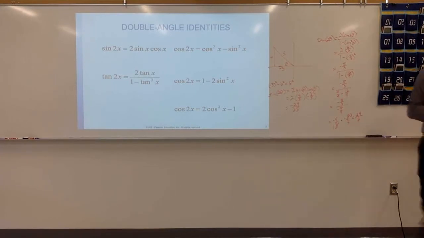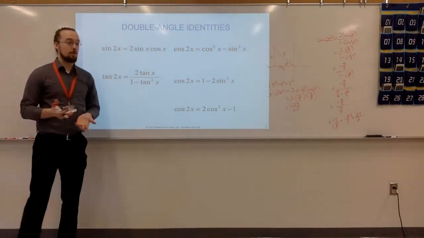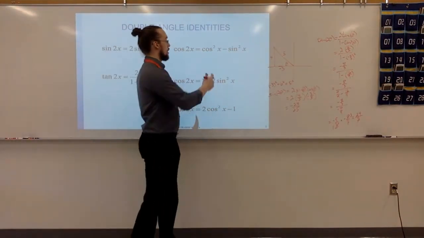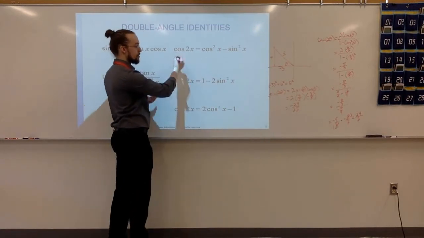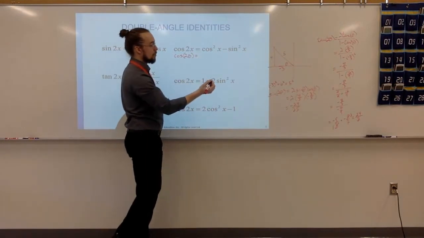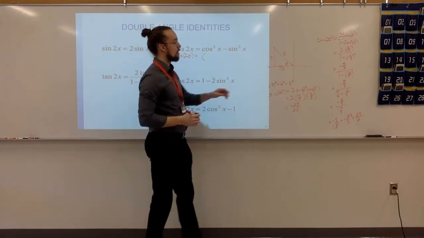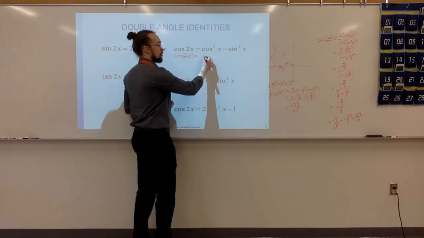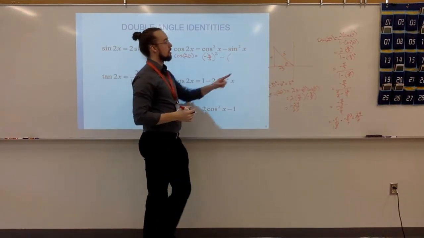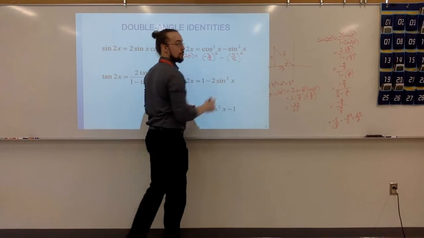Then finally, cosine. Right? It really doesn't matter which formula we choose. We know both sine and cosine, so it doesn't matter. I'll use the first one. So for this example, cosine of 2 theta will be, and I'll just go ahead and square. So cosine of theta is negative 3 over 5. So negative 3 over 5 squared minus sine being 4 over 5. So minus 4 over 5 squared.